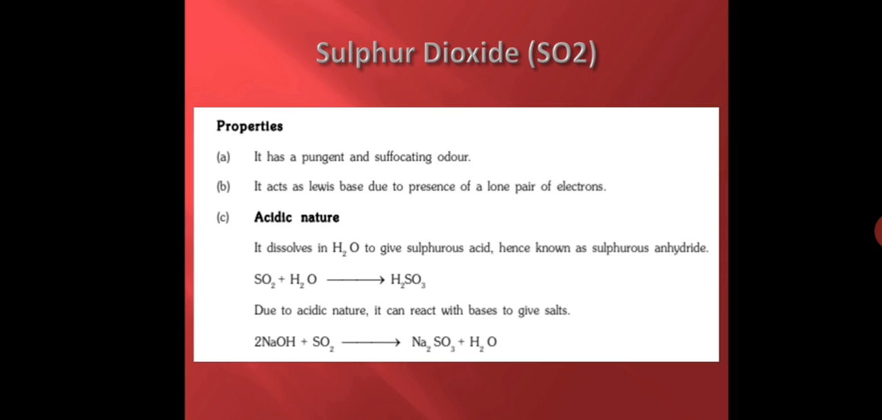Now the sulfur dioxide gas is soluble in water. Because of its solubility, it is acidic in nature. It dissolves in water forming sulfurous acid, that is SO2 plus H2O forms H2SO3. Now sulfur dioxide is an oxide of a non-metal, so it is acidic in nature, and an acidic oxide reacts with a base forming salt and water. So the next reaction is NaOH plus SO2 gives Na2SO3 plus H2O, that is, sodium hydroxide reacts with sulfur dioxide forming sodium sulfite plus H2O.